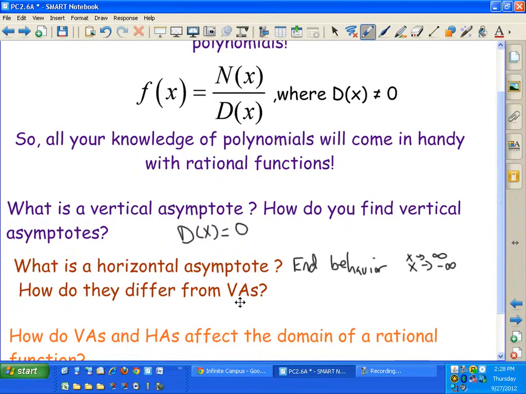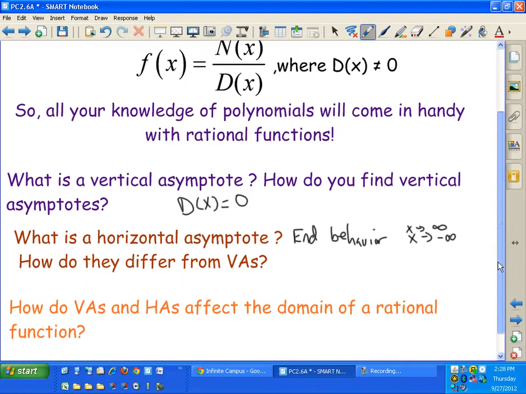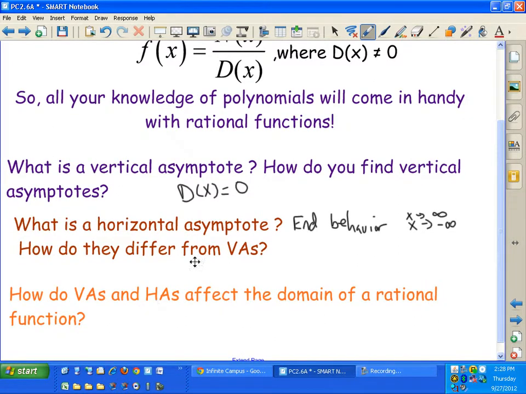They differ from vertical asymptotes for the fact that a vertical asymptote you cannot cross. A horizontal asymptote you may cross, like around 0 or towards the center of our coordinate plane, but as you go out to infinity, the graph will get ever closer to a horizontal asymptote and then not cross it. So you can cross a horizontal asymptote, but not a vertical.